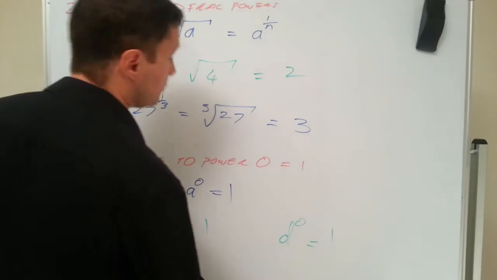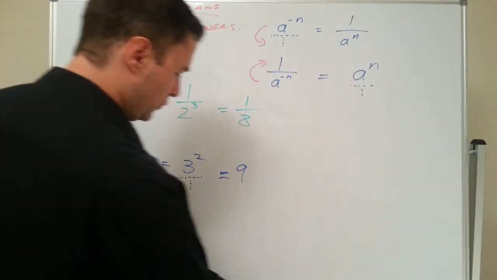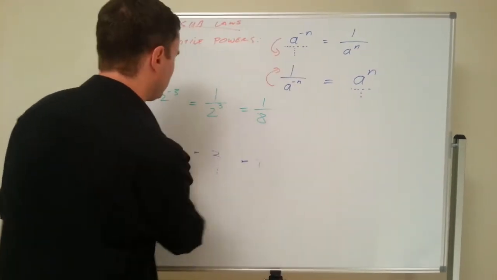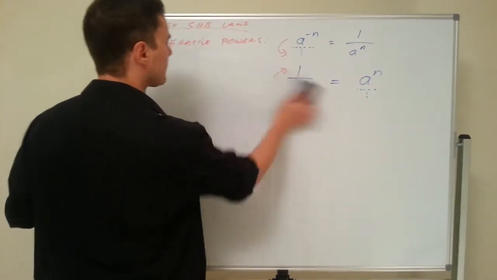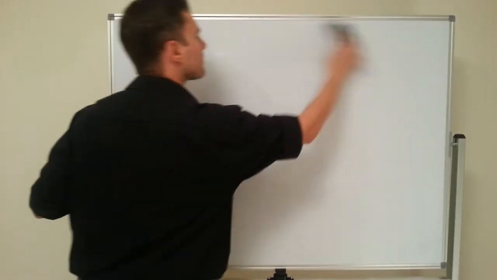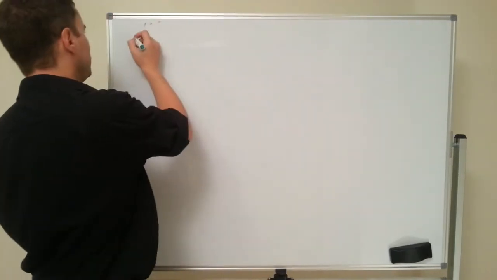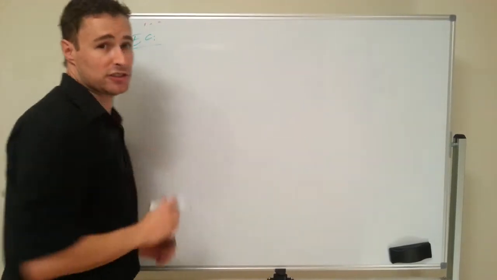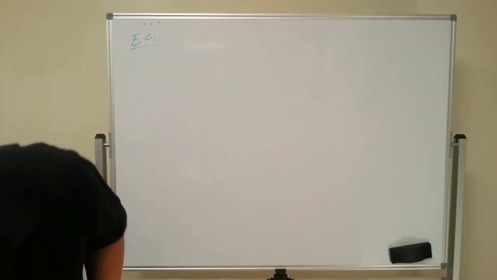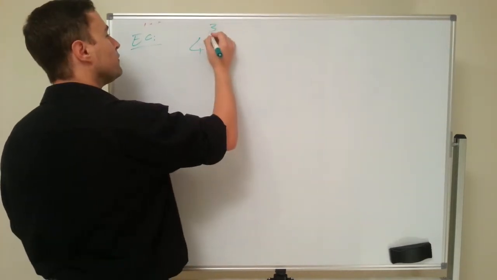Okay. So, let's just look at how to use this. I'm going to come onto this page because I'm going to just rub stuff out and make some space. And we're going to look at how to use this. Okay. So, e.g., let's put this into some hard examples. 4 to the power of 3 over 2.